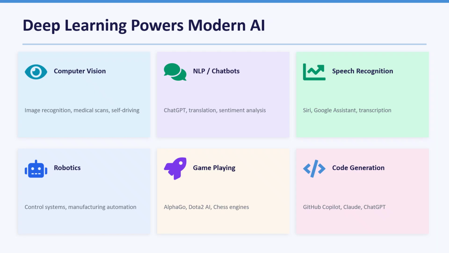Deep learning is behind almost every breakthrough AI application today. Computer vision, the ability to understand images, powers face recognition on your phone, cancer detection in medical scans, and the cameras in self-driving cars. NLP, natural language processing, powers ChatGPT, Google Translate, and sentiment analysis. Speech recognition powers Siri, Alexa, and transcription services like Otter AI. Robotics uses deep learning for real-time decision making in manufacturing. Game playing, DeepMind's AlphaGo used deep reinforcement learning to beat the world Go champion, something experts thought was impossible. And code generation, tools like GitHub Copilot and Claude use deep learning to write and review code. We are living in the golden age of deep learning.